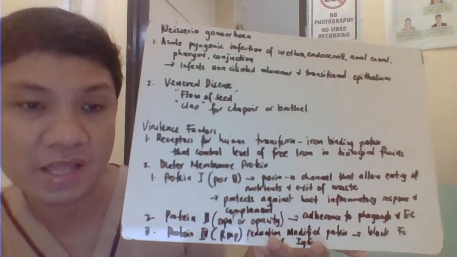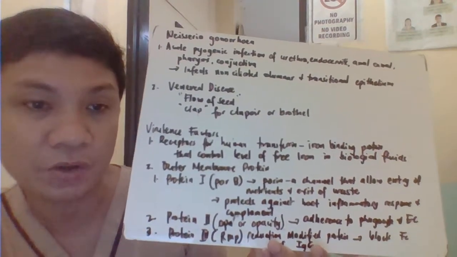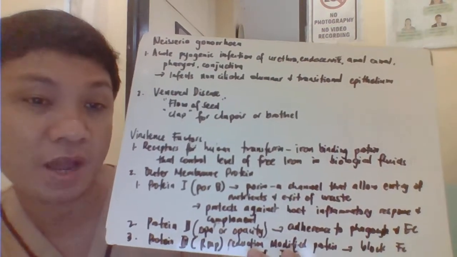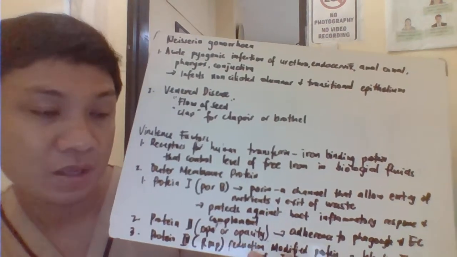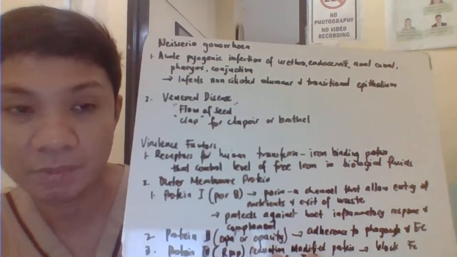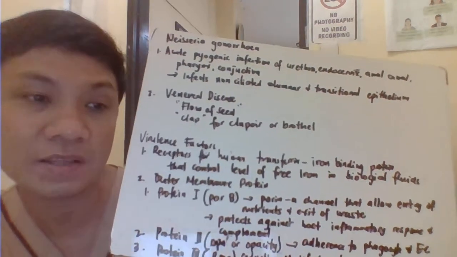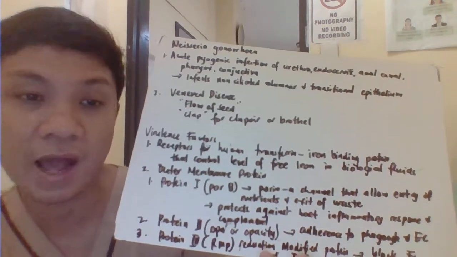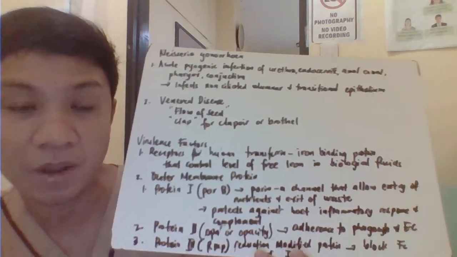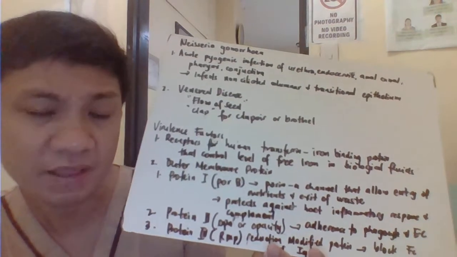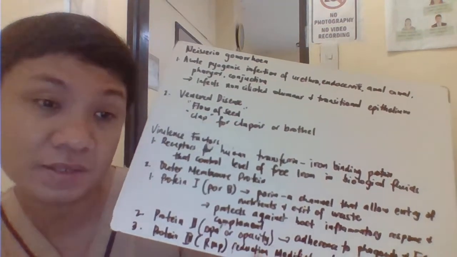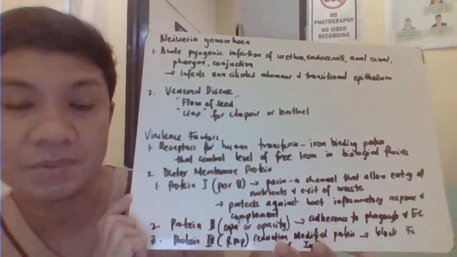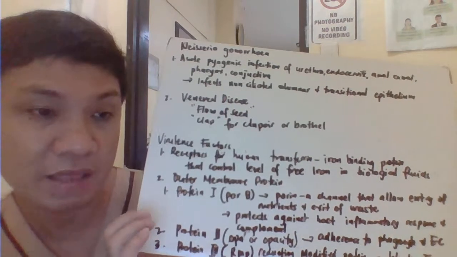Now we have the different virulence factors associated with Neisseria gonorrhoeae, which are responsible for the pathogenesis produced by the bacteria. The first one is a receptor for human transferrin. Transferrin is the transport protein of iron, which regulates and controls the level of iron in the body fluids. The bacteria might eventually deprive the host of the iron necessary for growth. Another one is the outer membrane protein, divided into three.